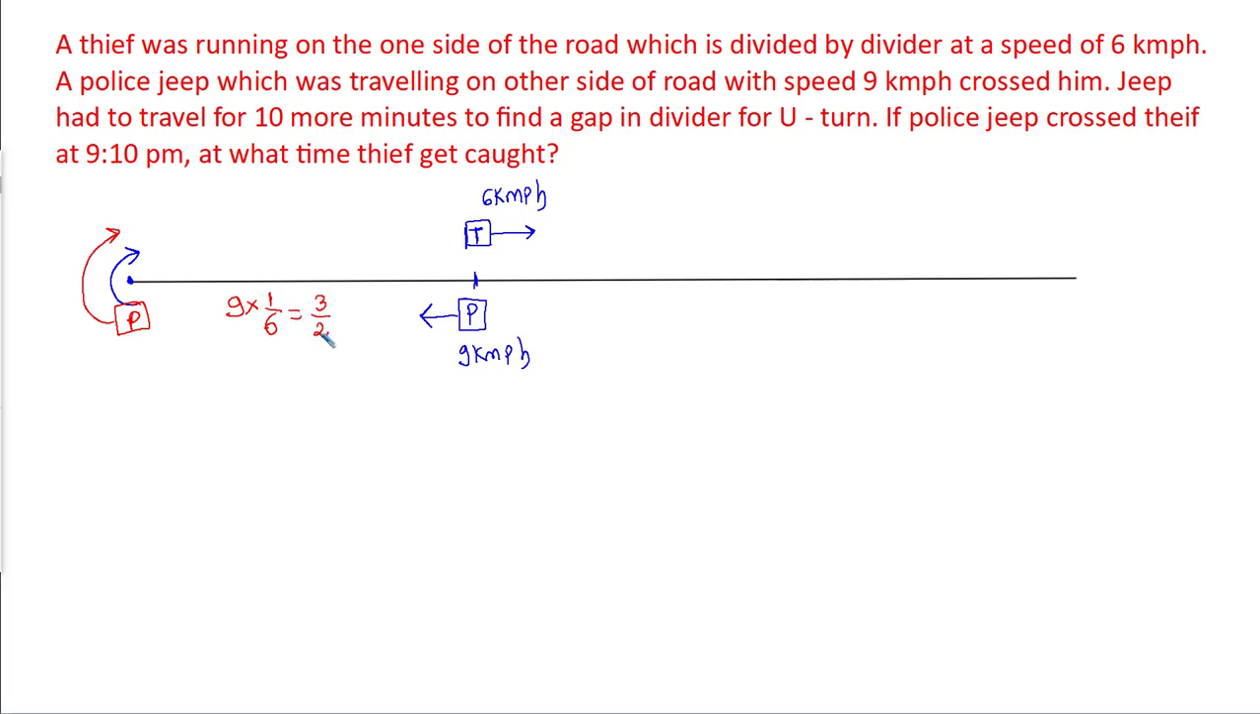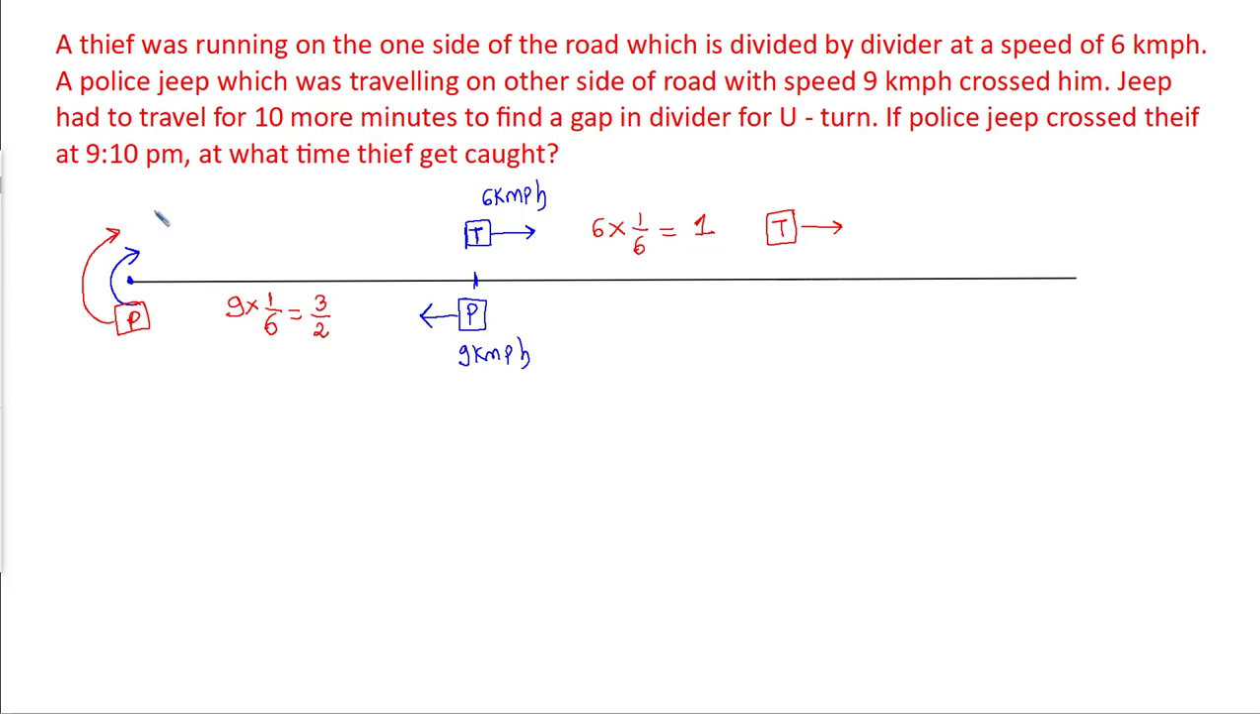Okay, so in these 10 minutes the thief will also move ahead. After 10 minutes the position of thief is, let's say, over here. So how much distance is covered by thief in those 10 minutes? Distance is equal to speed, that is 6 km/h, into time, which is 10 minutes. 10 minutes in hours is 10 divided by 60, that is 1/6 hours. So distance covered by thief is 1 kilometer.